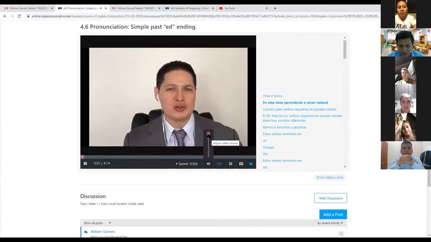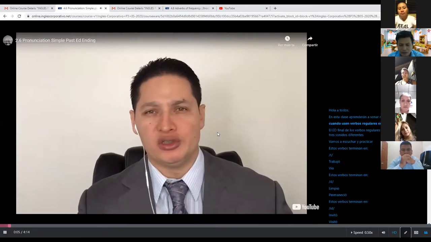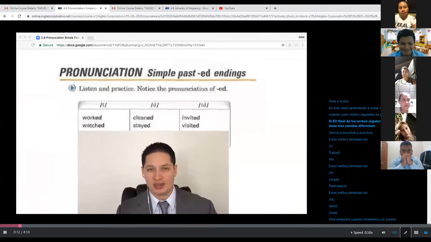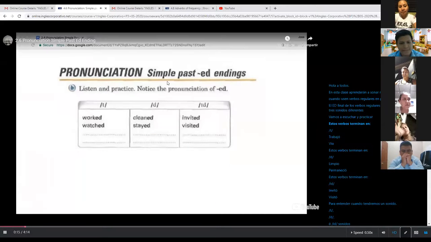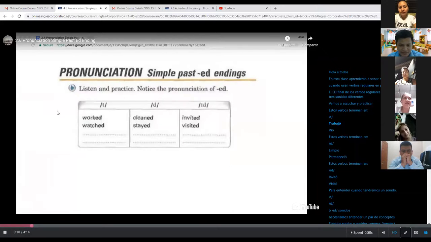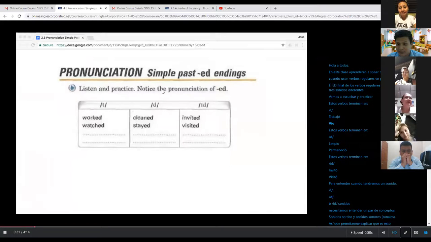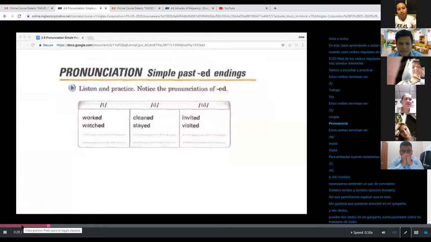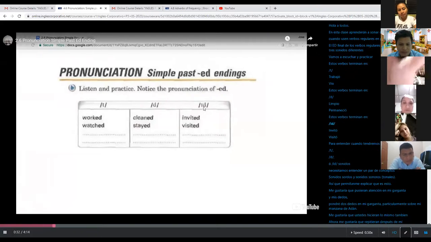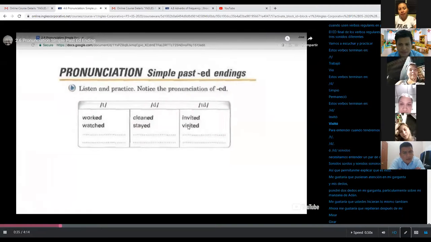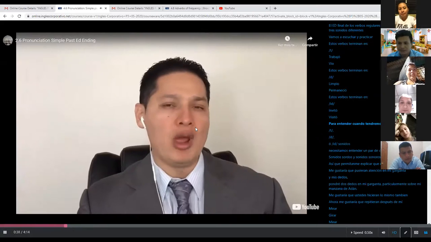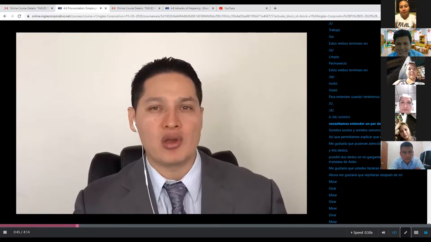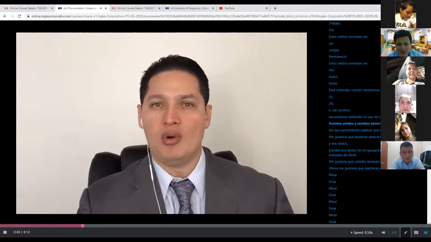Hi, everyone. To sound natural when pronouncing simple past verbs, the ED ending of simple past verbs has three different sounds. Let's listen and practice. These verbs end in D: cleaned, stayed. These verbs end in ID: invited, visited. In order to understand when we'll have a T, D, or ID sound, we need to understand a couple of concepts. Voiceless and voiced sound.